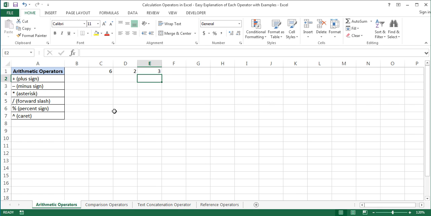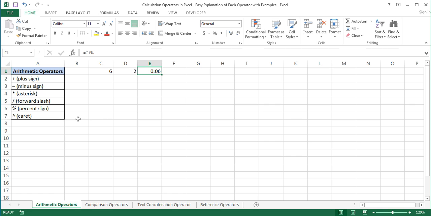The next arithmetic operator is percent sign. The percent sign denotes percent. It divides the number by 100. If we put the percent sign after C1, 6 will be divided by 100. We can then format it as percentage. Okay, let's clear the format.